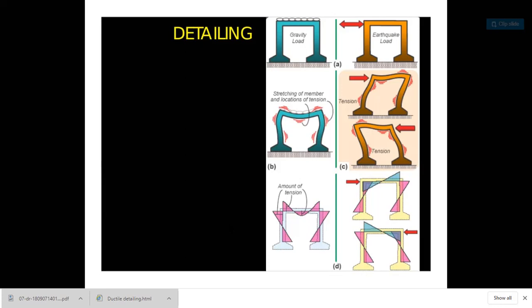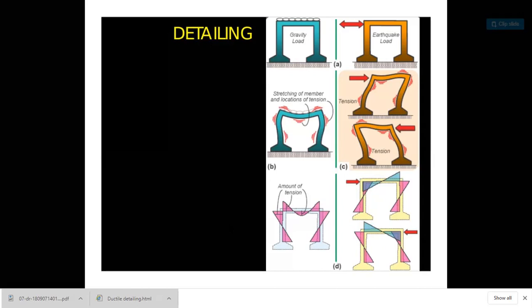You can see in the first diagram the frame is in equilibrium, but when earthquake load comes on the structure, the structure is displaced, meaning it is in a non-equilibrium position and has the sway type of frame. Such sway frames are produced because of the earthquake loads.